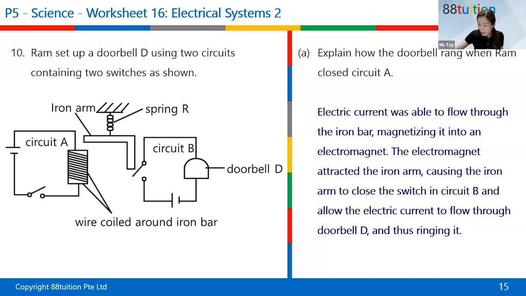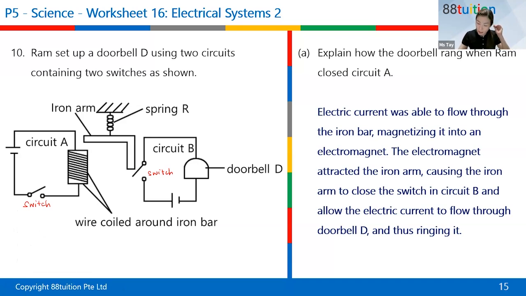So let's look at this question now. Ram set up a doorbell using 2 circuits containing 2 switches as shown. As you can see, if you can't, let me highlight it first. You have a switch here, and then there's one more switch. So you have 2 circuits, circuit A and circuit B, and there are switches in each of them.